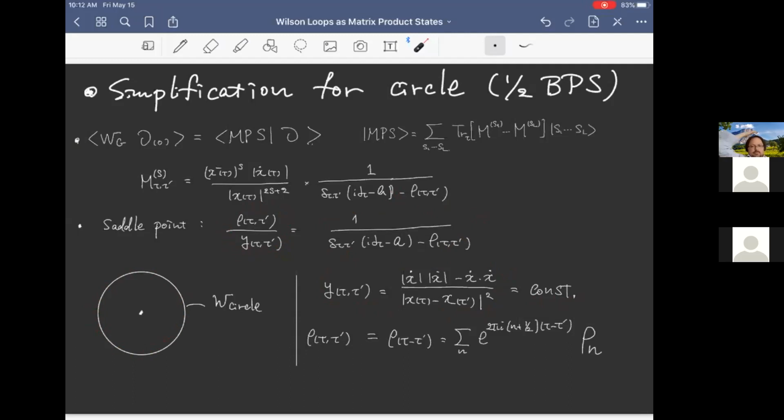Furthermore, because of the symmetry of the Wilson loop, we expect rho of tau, tau prime to depend only on the difference tau minus tau prime. Therefore, you can easily expand rho into a Fourier series, where n runs from minus infinity to infinity. The shift by 1/2 here is because rho was originally the bilinear of the fermion. So rho is a Hubbard-Stratonovich field I introduced for the bilinear fermion. And because it's fermion, the periodicity has some -1 sign. That's why I need to put 1/2 here.